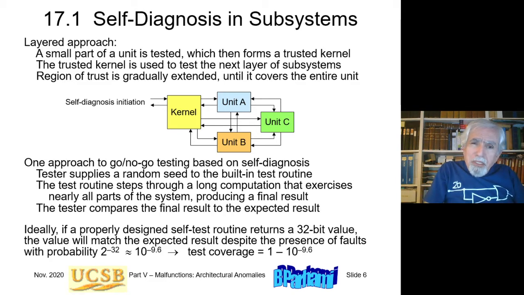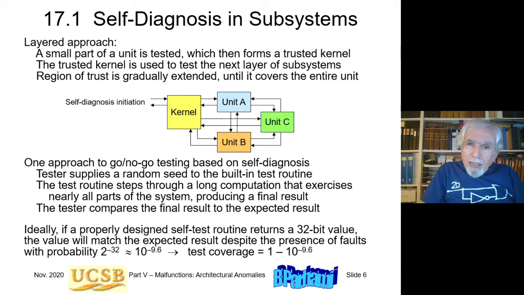So for example, let's say unit A is such a unit that has internal intelligence and can do self-diagnosis. But as I mentioned, we can't trust unit A to test itself if it's not actually working correctly. So one way to do it is to supply what we call a seed to that self-diagnosis unit. So the self-diagnosis unit basically runs a program. And that program puts the various parts of that unit through its paces.